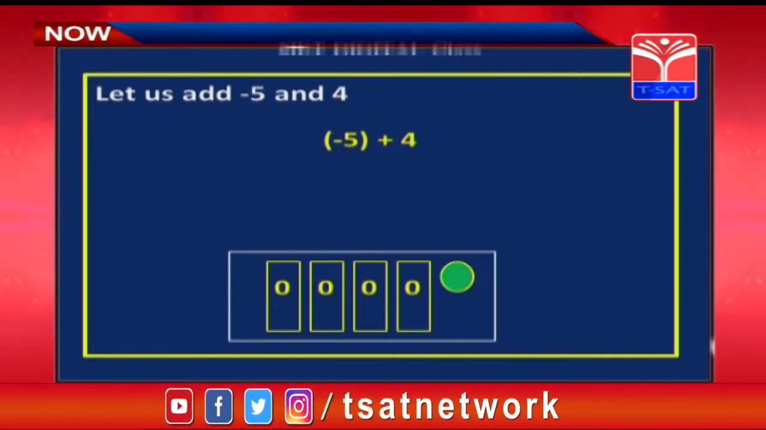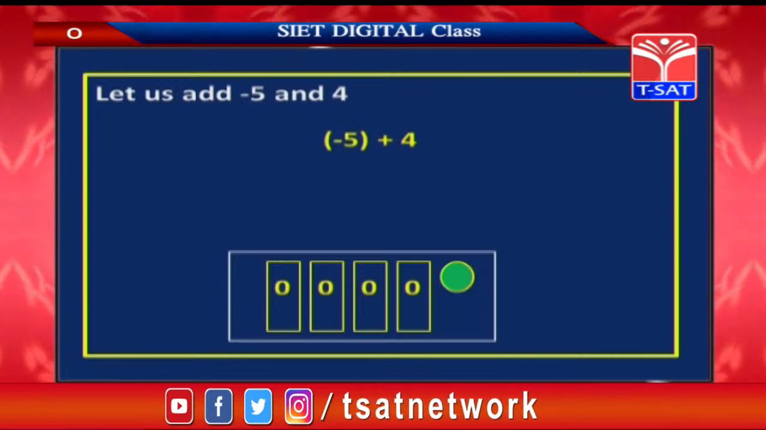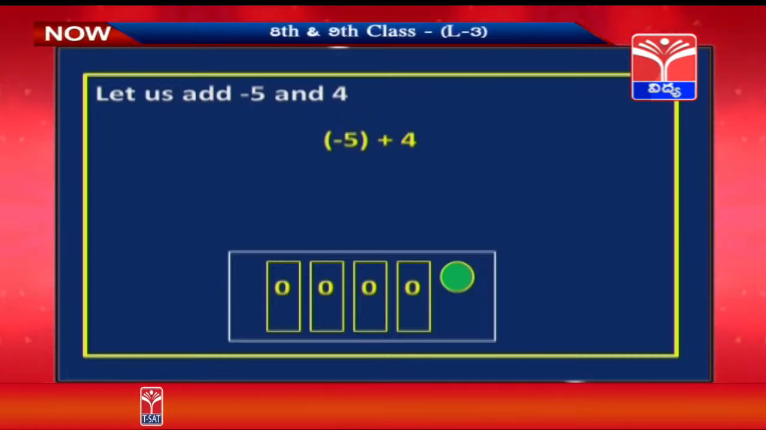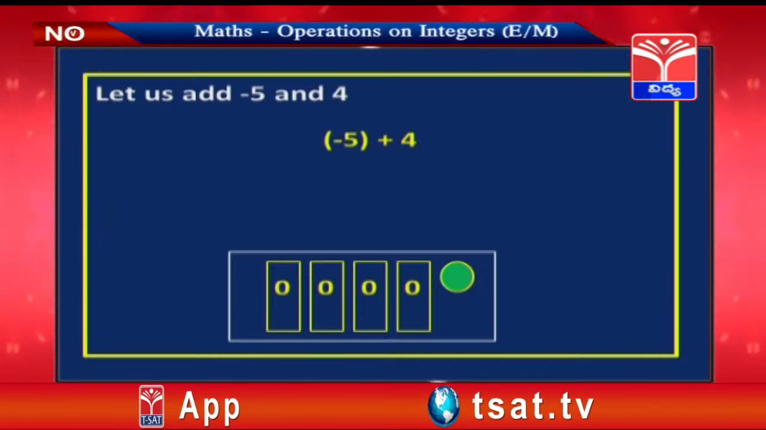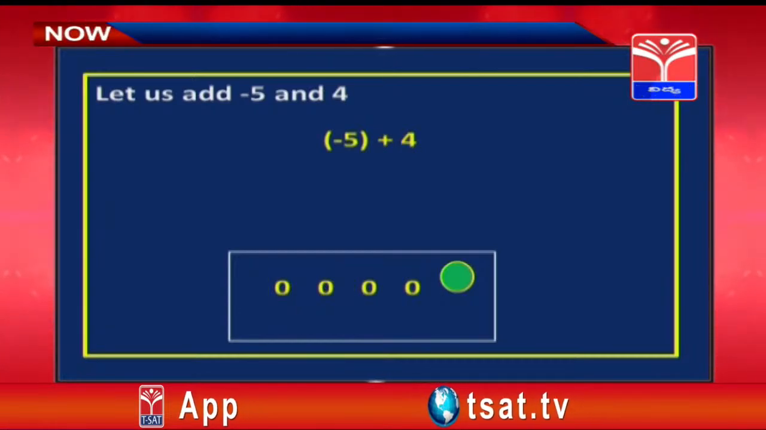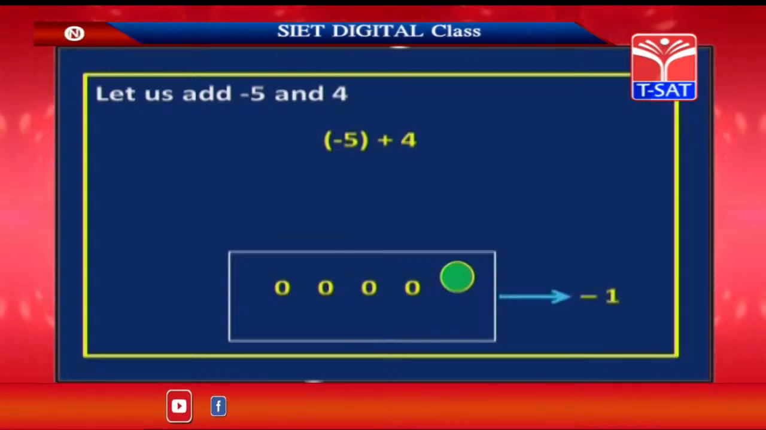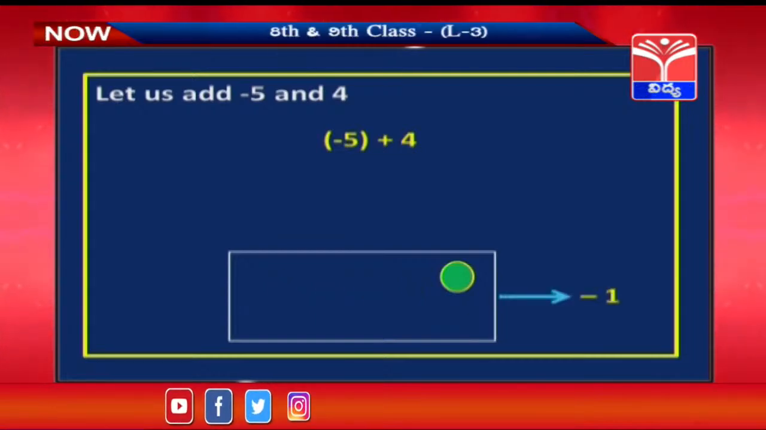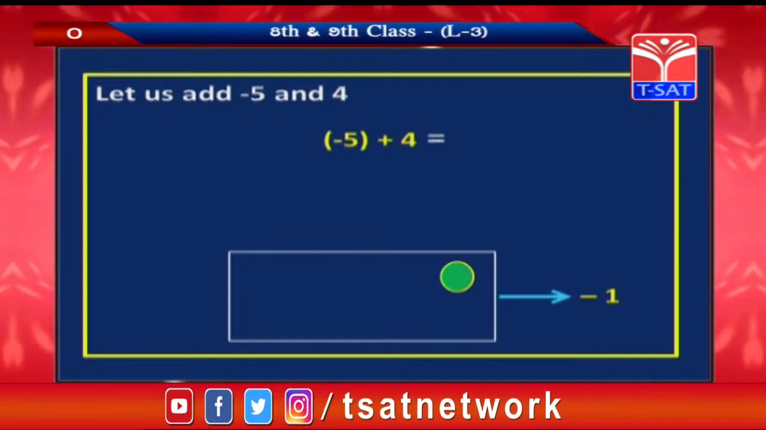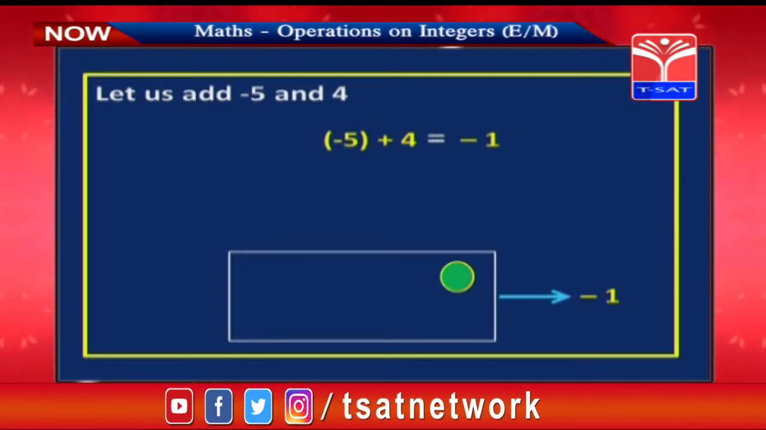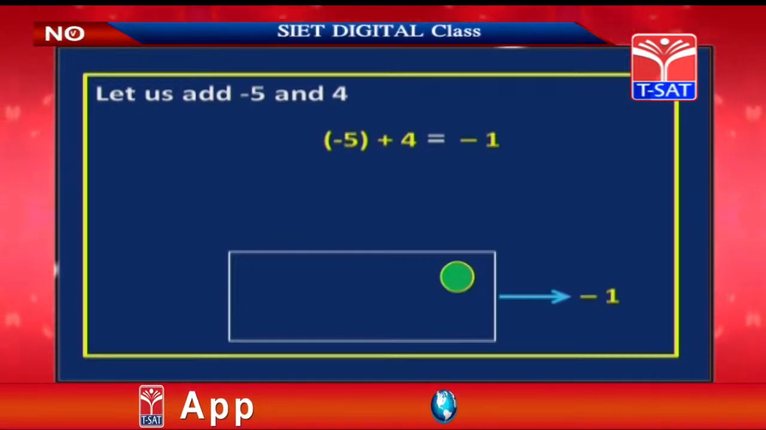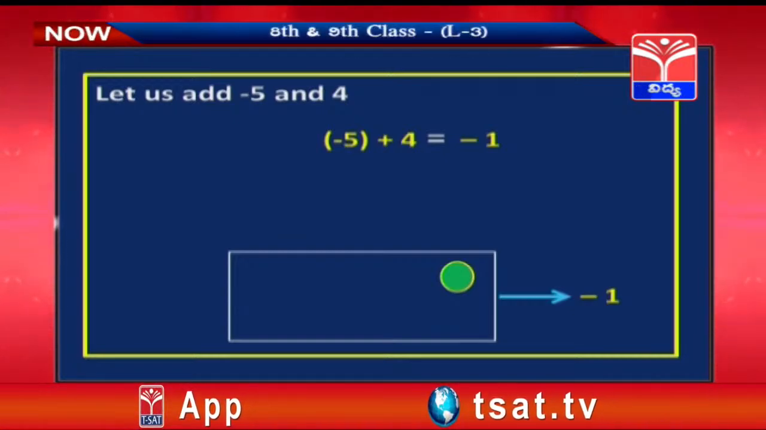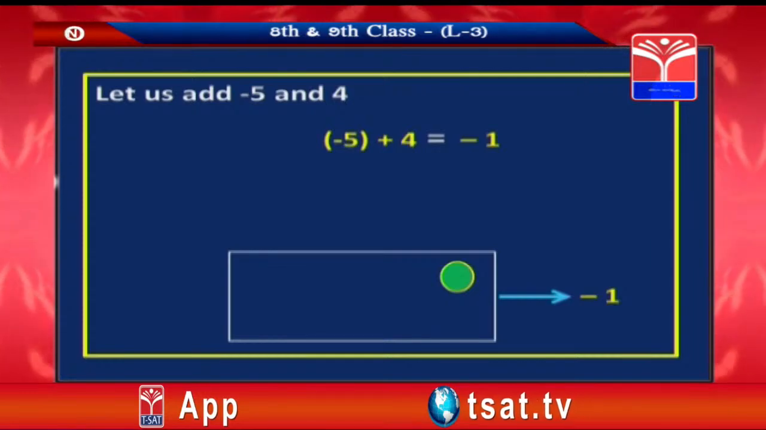And what actually a green coin represents? Yes, you are again correct, children. It is a negative number. That means we have only 1 green coin. This represents -1. That means -5 plus 4 is equal to -1. That means when I added a negative integer and a positive integer, I got a negative integer here, isn't it?